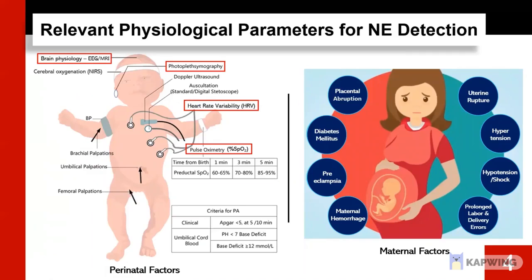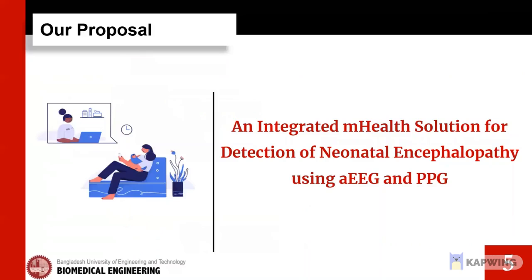We need to understand relevant physiological parameters for automatic encephalopathy detection. EEG, heart rate variability, and peripheral oxygen saturation reveal significant information for accurate and safe diagnosis. So, to detect encephalopathy safely and accurately via an mHealth system, we are looking at the baby's EEG pattern and PPG. From PPG, it is possible to measure heart rate variability and pulse oximetry. Relevant maternal metadata can also be collected via a smartphone app easily. So, our proposal is to develop an integrated mHealth solution for detection of neonatal encephalopathy using amplitude EEG and PPG.